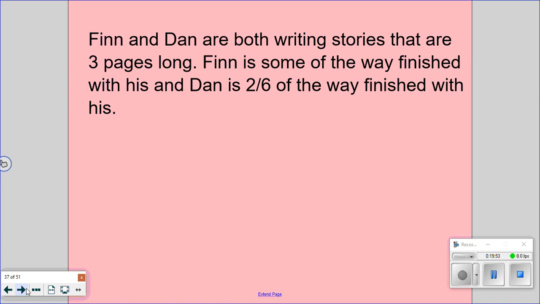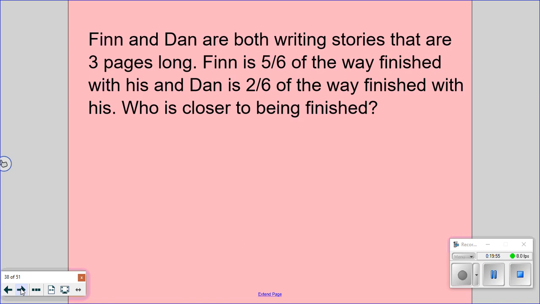Let's get all of our information. Finn and Dan are both writing stories that are 3 pages long. We're going to assume the same amount of font. For all purposes, they're the same total story amount. Finn is 5/6 of the way finished, and Dan is 2/6 of the way finished. Who is closer to being finished? I need to know, what are we counting?